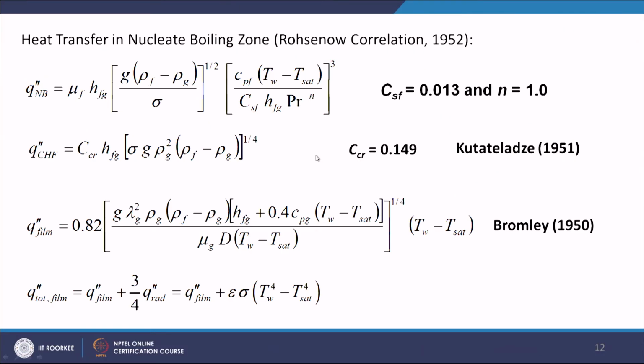Similarly, it is also very important to predict the critical heat flux, just like the nucleate boiling heat transfer. The critical heat flux will be C_CR into h_fg, into rho_g, into the fourth root of sigma g (rho minus rho_g) divided by rho_g squared, and this correlation was given by Kutateladze in 1951. Here C_CR is the empirical constant, and he has proposed it can be taken as 0.149.